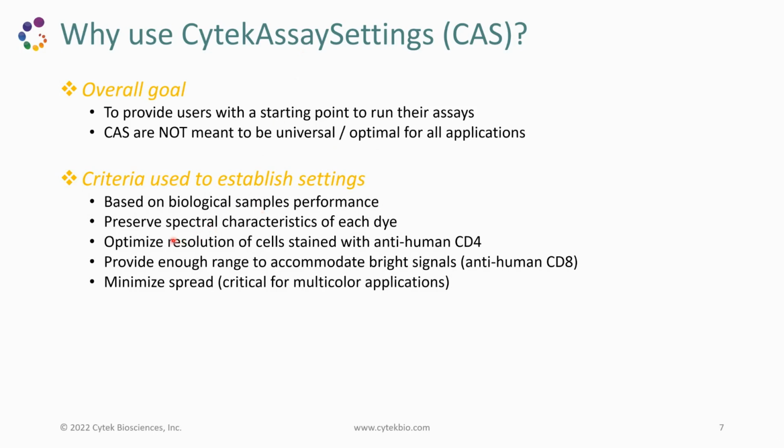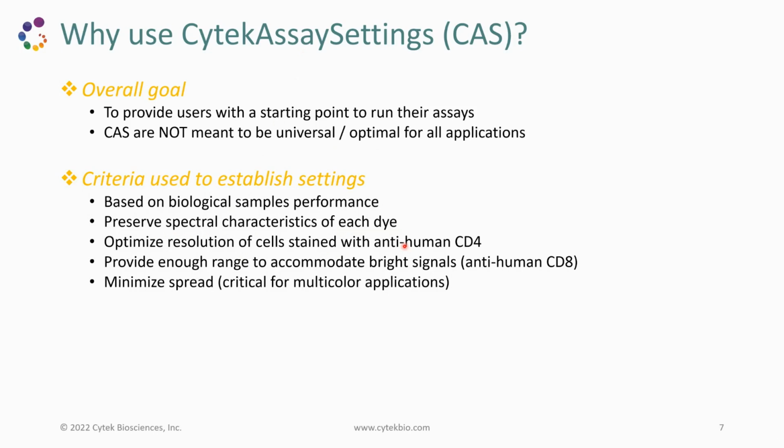settings. We had to have settings that preserve the spectral characteristics of each dye, meaning that the dyes were peaking at the detector where the peak of emission is supposed to be, and that the spectral characteristics where you have those smooth spectrum signatures that you have seen in all our documentation. We need to make sure that we have optimal resolution so that in our settings we are in a place that if we run anything dim, you're going to see it. And we use anti-human CD4 initially to make sure that we have a good resolution.